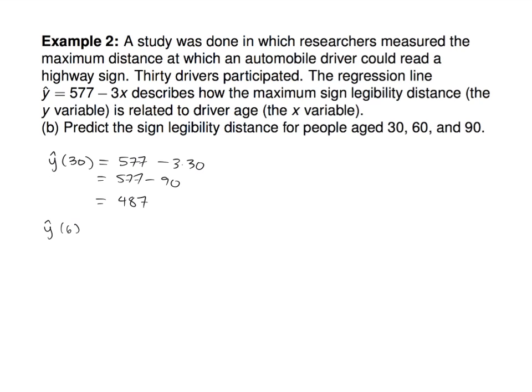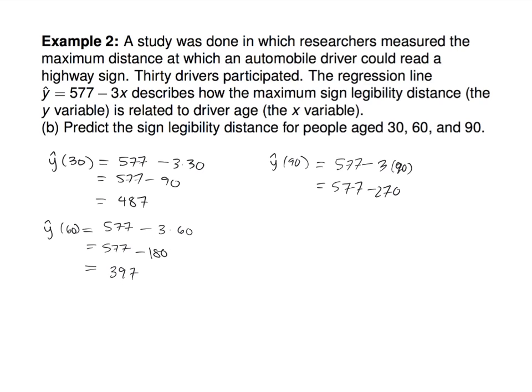Y hat for 60-year-olds would be 577 minus 3 times 60. So 577 minus 180, so that's how much? 397. 100 less feet. Holy moly. Now y hat of 90. Oh man, 577 minus 3 times 90, which is 270. Great. 577 minus 270 is 307, right?